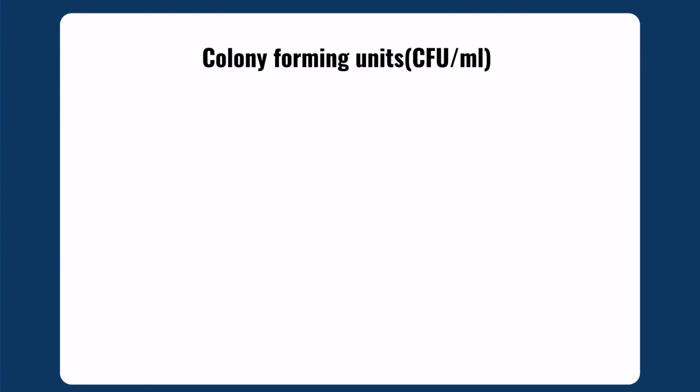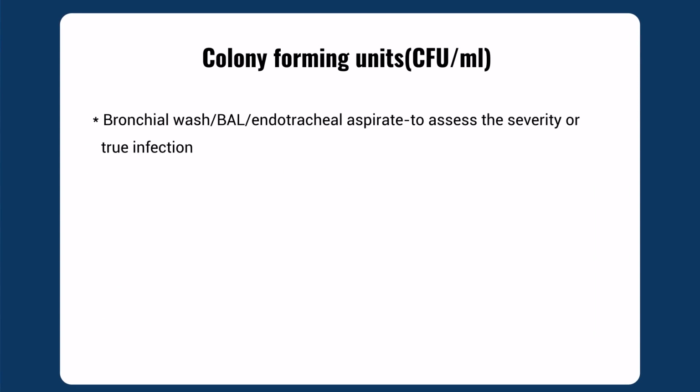Colony forming units per ml is usually calculated for those samples which are not sterile, for example, the urine sample, the samples collected from the endotracheal aspirate, or the pus sample. The reason the lab gives colony forming units as 10 to the power of 2 on the logarithmic scale is because they are collected from non-sterile sites where you would have both pathogenic bacteria as well as commensals. To know the severity of the organism or to identify the true infection, the colony forming units is always given.